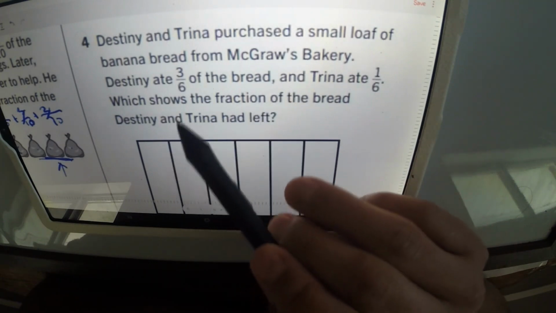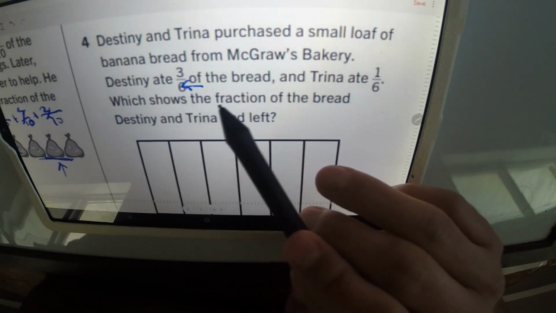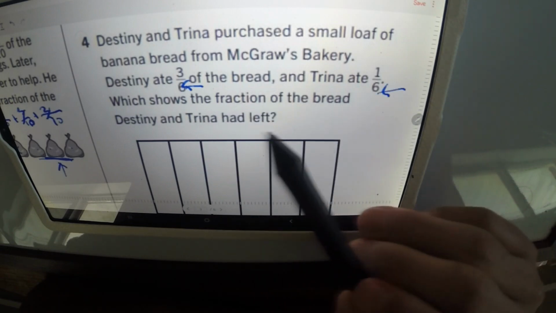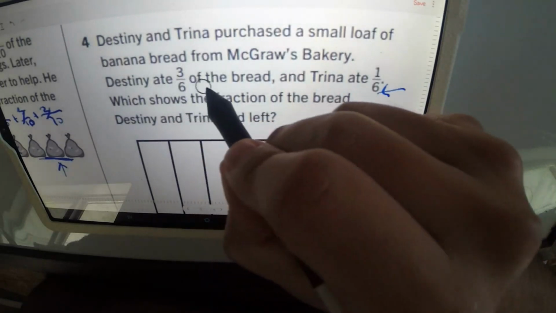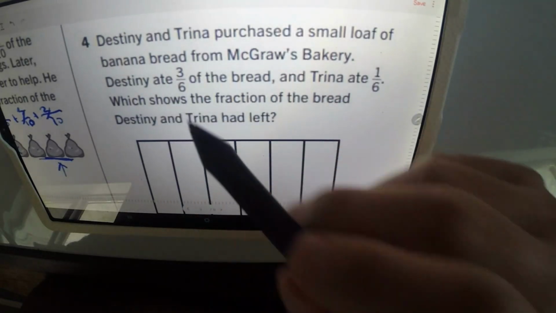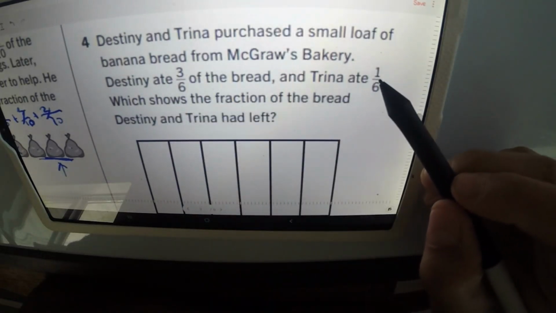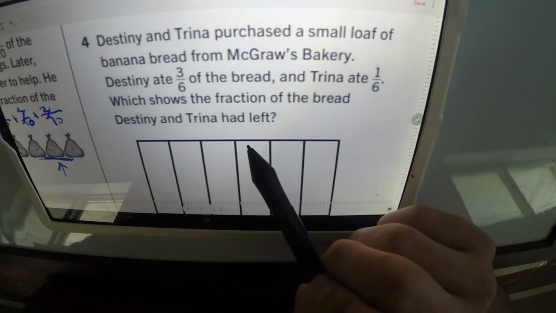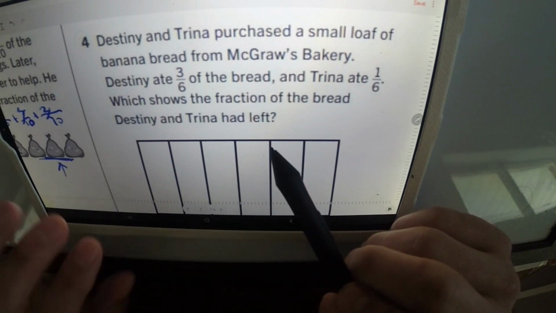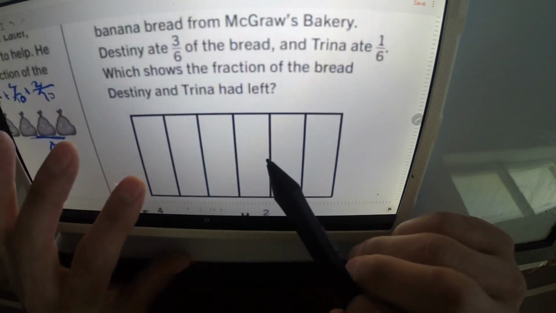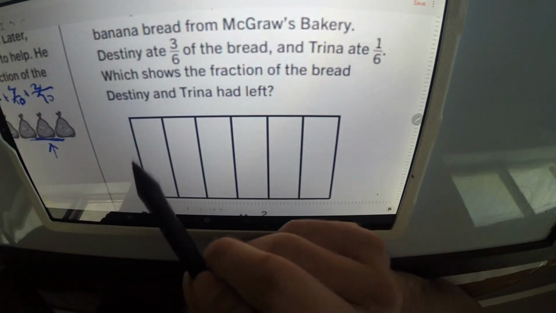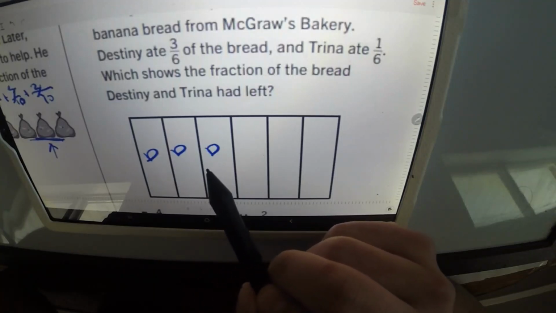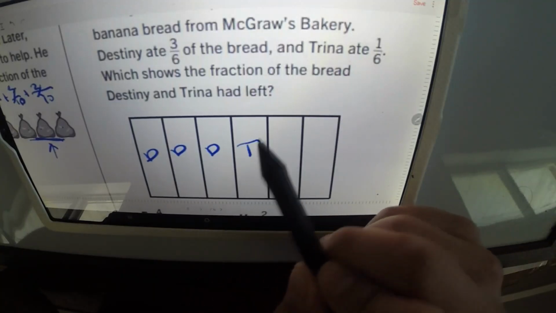The denominator, the 6, tells you how many total pieces there were in the bread. So out of the 6, Destiny ate 3. Out of the 6, Trina ate 1. Which shows the fraction of the bread Destiny and Trina had left behind. So let's mark this off. Destiny is 3 of these pieces, so we'll put a D there so we know it's Destiny. And then Trina is 1. T is for Trina.